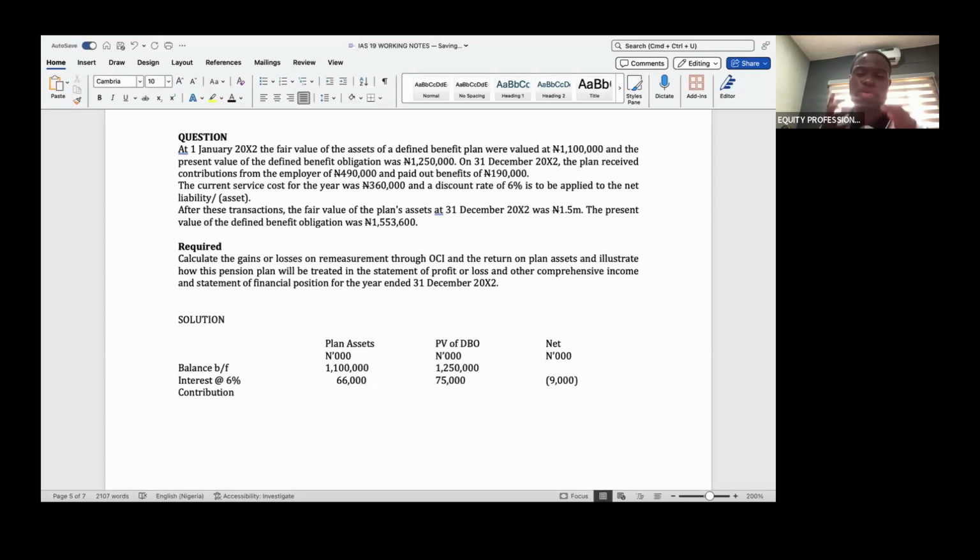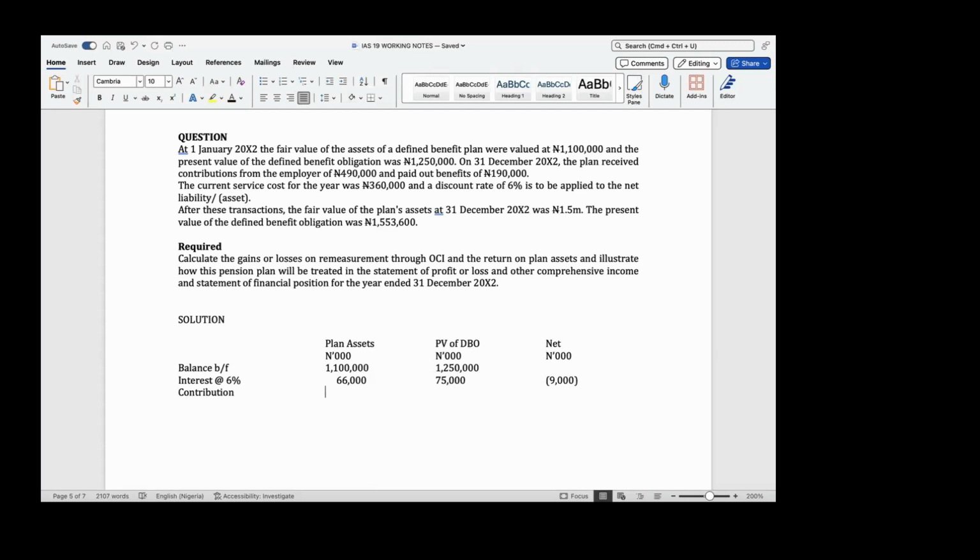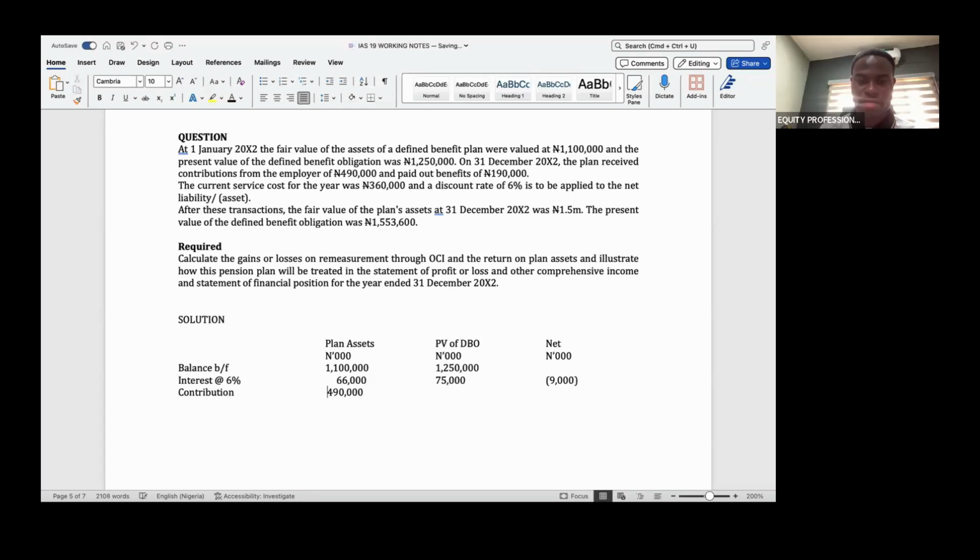Now, where do we put contributions? Will it increase our asset or decrease our obligation? Where did I tell you it goes to? It's going to increase our plan asset. In fact, that's what makes our plan asset contribution. And they said we also paid out benefit. I told you that benefits paid will be taken out from the plan assets and will automatically also reduce our obligation as well. So it reduces both ends.